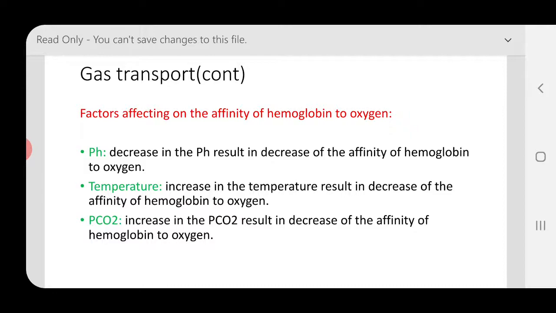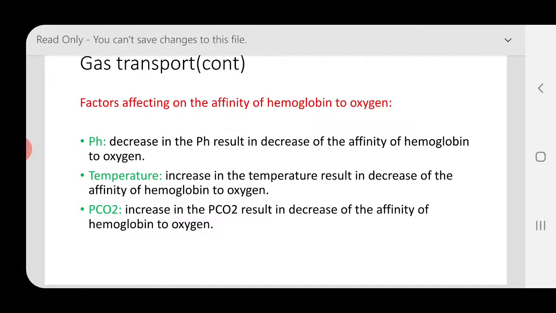And finally, the PCO2, or the partial pressure of carbon dioxide. An increase in the PCO2 results in a decrease of the affinity of hemoglobin to bind to oxygen. It is inversely proportional, like the temperature.